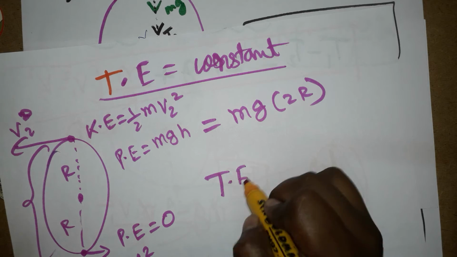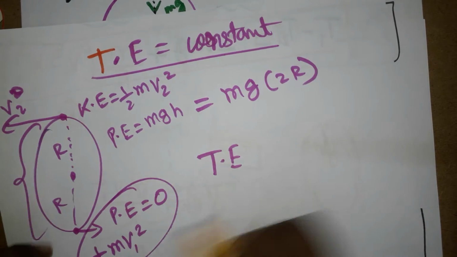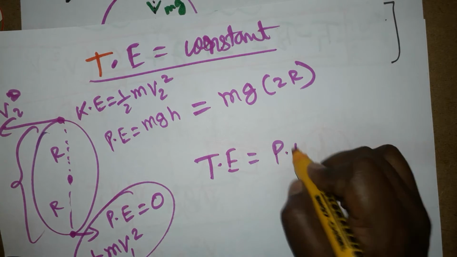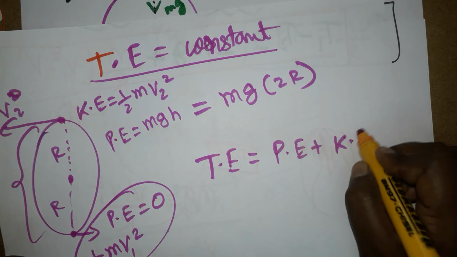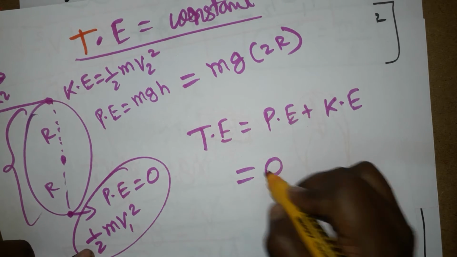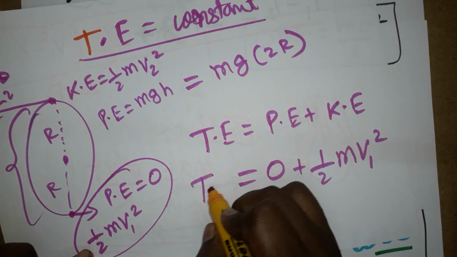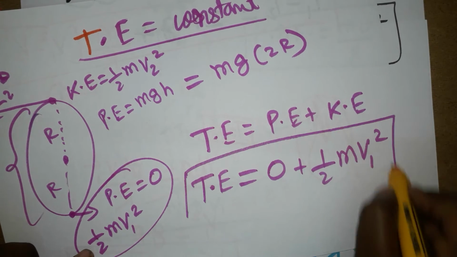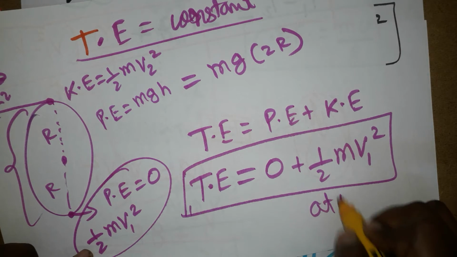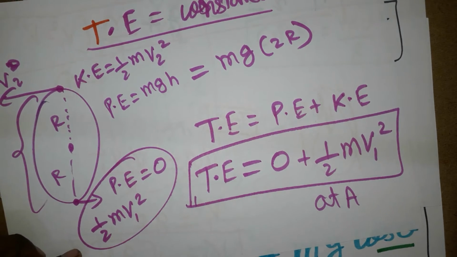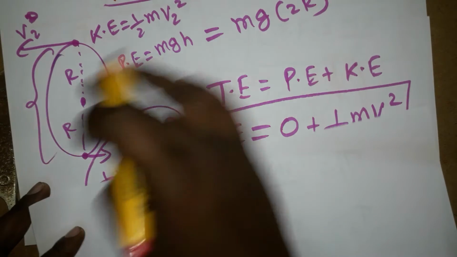Okay, now we'll see 2 points. Total energy at the point of A. Total energy is potential energy plus kinetic energy. Potential energy is 0 here at the point of A. Kinetic energy is half mv1 square. It's going to be the total energy at the point of A. Okay. Again, I'm going to tell you what the total energy at the point of B is from this circle.